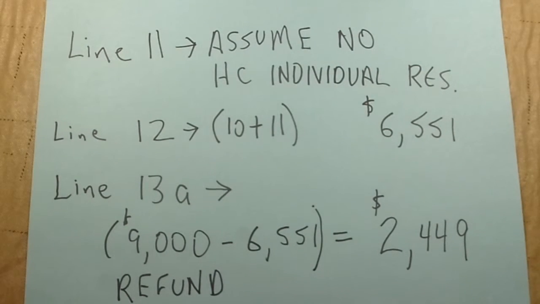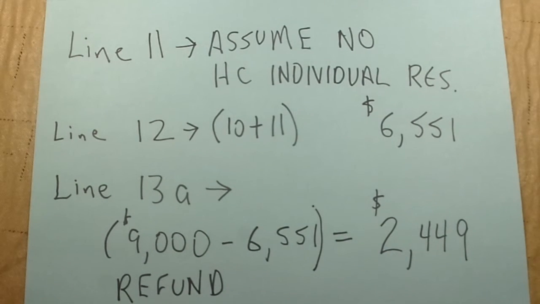If we assume that we have no healthcare individual requirement, then nothing needs to be added here. So we have line 10 plus 11, $6,551. Line 11 might be something like if you had to pay that penalty for not having a healthcare plan, then you might add the penalty here.